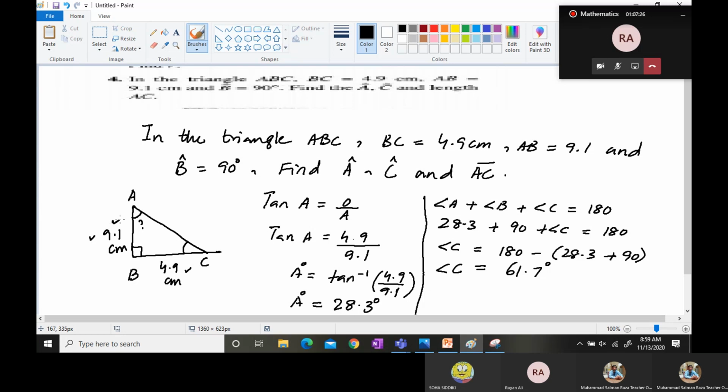Now, guys, you have got the value of this and the value of this, and how will you find the value of AC? By using the Pythagoras theorem. Pythagoras theorem says hypotenuse square is equal to perpendicular square plus base square. So the hypotenuse is missing. When you find the square of 9.1 and the square of 4.9, add them together and take the square root, ultimately you will be able to find the value of this hypotenuse. So this is how we work for them.